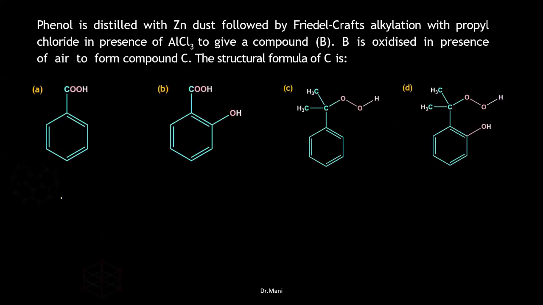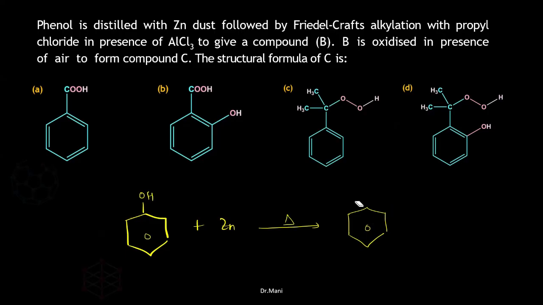So see here, what happens? When you react the phenol with zinc dust on heating, whatever the OH group is there, that OH group will be removed and this will turn out to be the benzene. Okay, so phenol is distilled with zinc dust followed by the Friedel-Crafts alkylation with propyl chloride in presence of aluminum chloride, that will give the compound B.